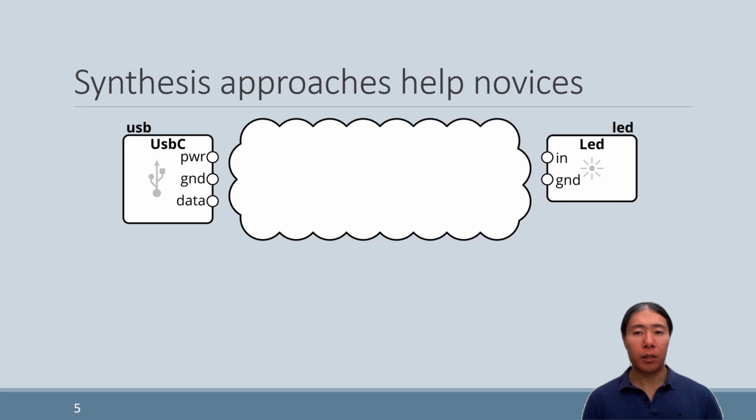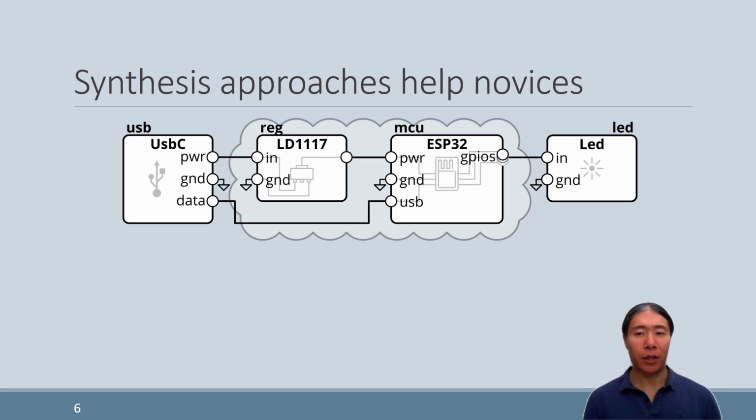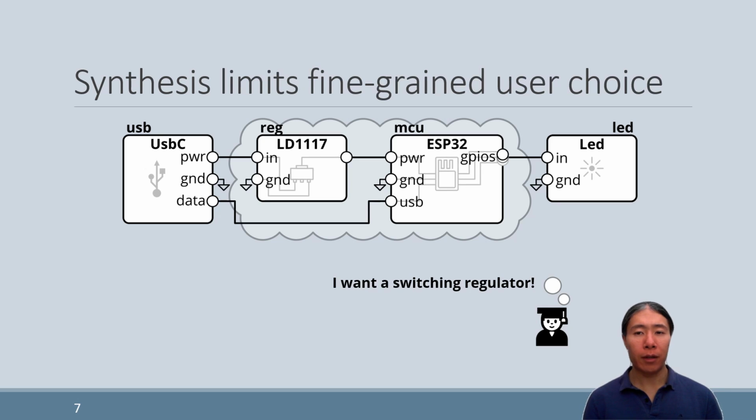Recent work, particularly in the HCI community, investigates electronics design tools that better support novices. One broad approach is synthesis, where the tool generates a circuit from a specification. It can be a partial circuit, like this USB connector and LED, which the tool completes by inserting a microcontroller and power supply. Yet, the drawback of automation is the inability for the user to make fine-grained choices based on their expertise or specialized requirements. For example here, if they wanted a different power converter.